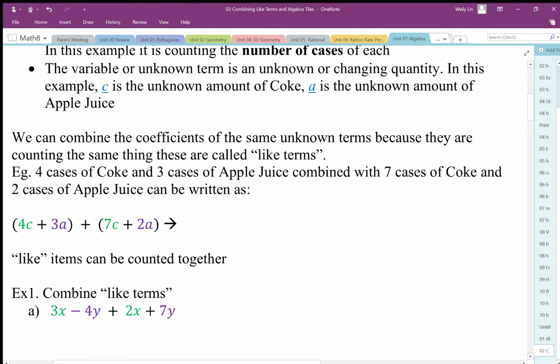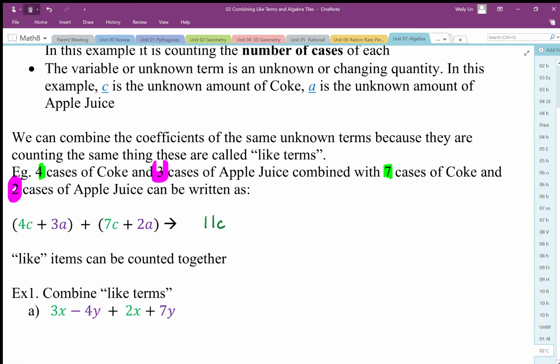So example here would be we have 4 cases of Coke here, and we have 7 cases of Coke over here. We have 3 cases of apple juice here, and 2 cases of apple juice here. Okay. It's hard to see, so I'm just going to circle that. And we can express these as 4 cases of Coke and 3 cases of apple juice as 4C plus 3A, 7 cases of Coke and 2 cases of apple juice as 7C plus 2A. And we can combine these together because we can count all the Cokes together. So 4 cases of Coke and 7 cases of Coke add up to 11 cases of Coke.